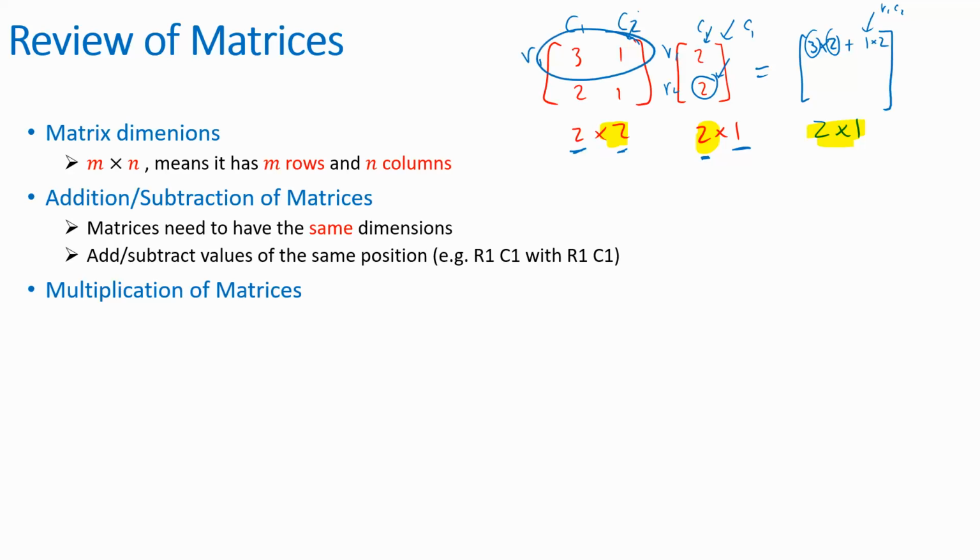We take this first row to multiply to the first column. And then you do the same for the next one. The next one now you take 2, 1 multiplied to the column. So 2 times the 2, and then plus 1 times the 2. That's why you end up with a 2 by 1.